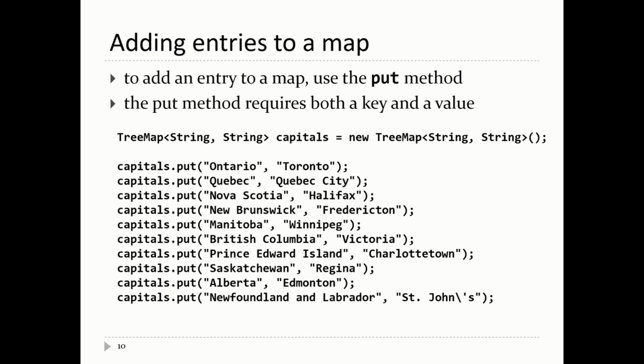The put method takes a key and a value pair and puts them into the map. So if you call put Ontario Toronto on an empty map, then the key Ontario is put into the map and it's associated with the value Toronto. Put returns a value.